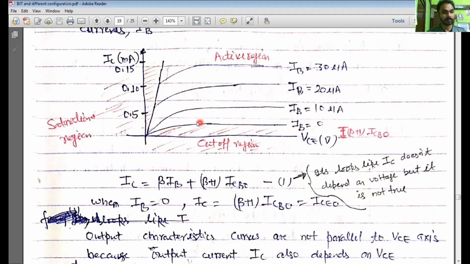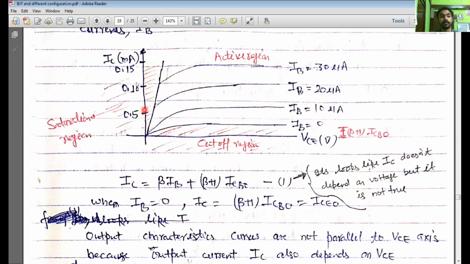You can see that here the IC is constant for all values of VCE. It looks like IC is constant for all values of VCE because IC is equal to ICO. It does not depend on the VCE, so it should be constant. But that's not the case. It depends on voltage, and that is why this is not parallel. It's a changing one, very little, but it's changing.